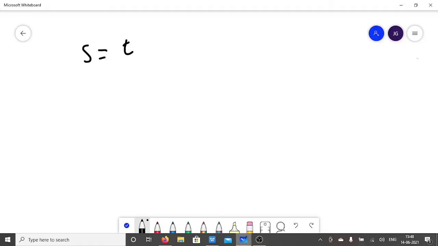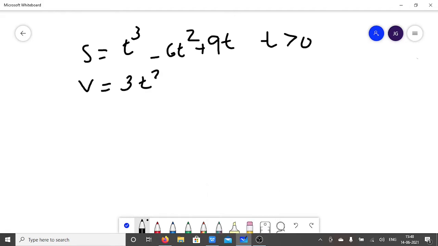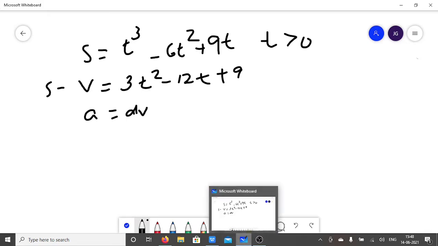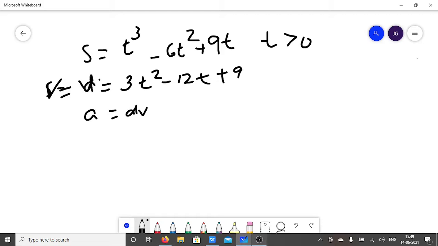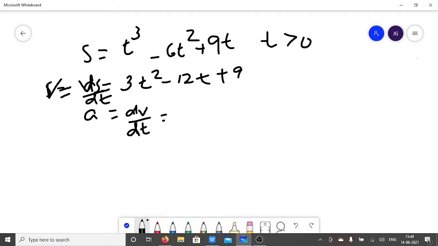Given that s is equal to t cube minus 6t square plus 9t and t greater than 0, we can write the velocity function, v is equal to ds by dt, as 3t square minus 12t plus 9. And acceleration a is equal to dv by dt, which is equal to 6t minus 12.